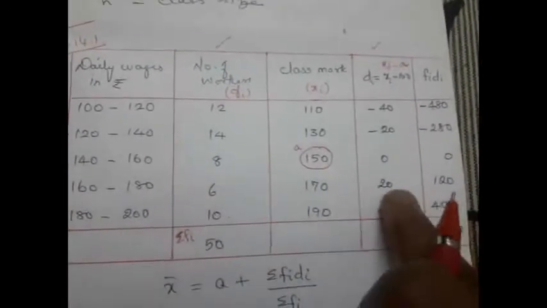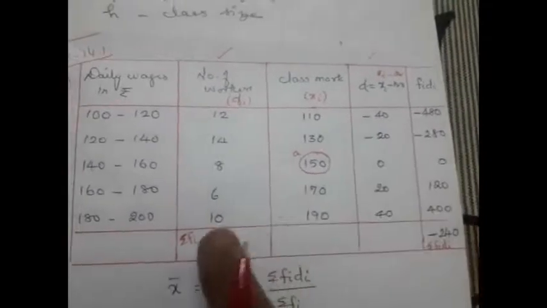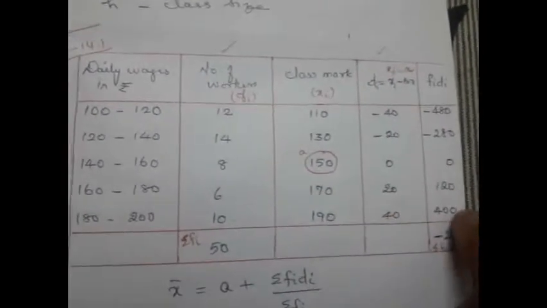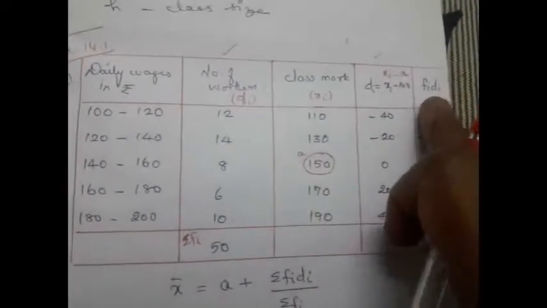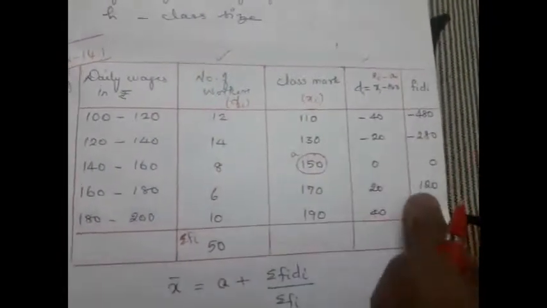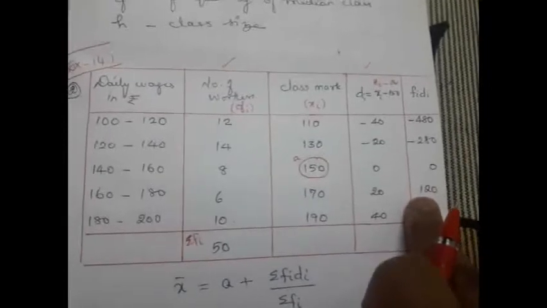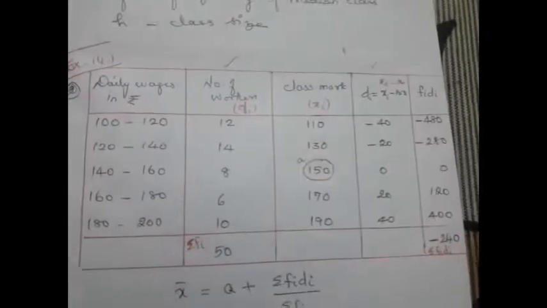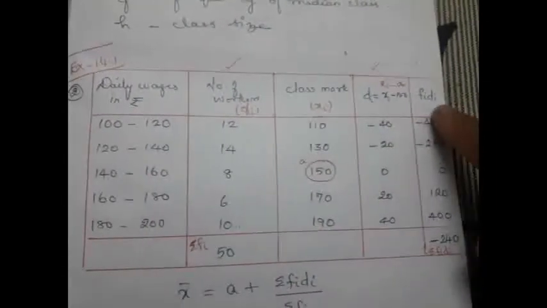6 into 20, which is 120. 10 into 40, which is 400. I repeat, we have multiplied F column with D column. F-I-D-I. Don't blindly multiply with X. Right? So, once we have done our tabular column, find what is FIDI.